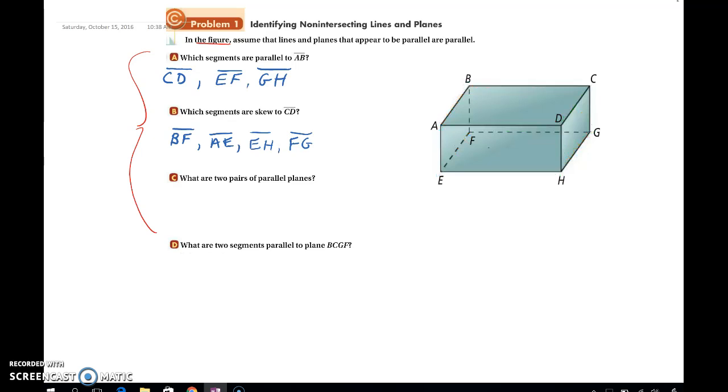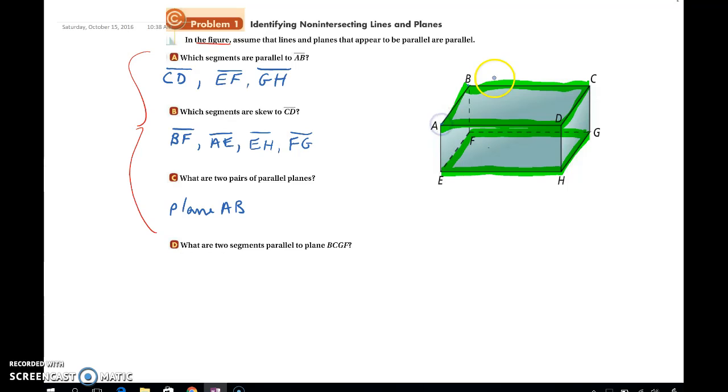All right, question C says, what are two pairs of parallel planes? So remember, parallel planes will never ever intersect or never touch. So the two pairs that we can have here, there's a few, but we can say the top of the box is parallel with the bottom of the box. All right, and the way that we would name that top part is we can say plane ABCD. You can name it with the 4 letters, or we can just say plane ABC, because that's all that we need to talk about to name a plane. And once we say ABC, we know we have to be talking about this top part.